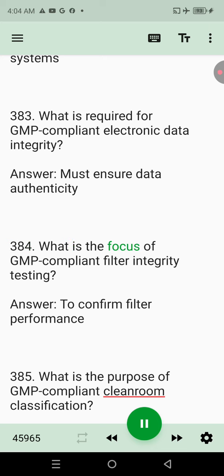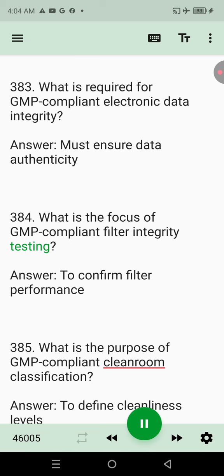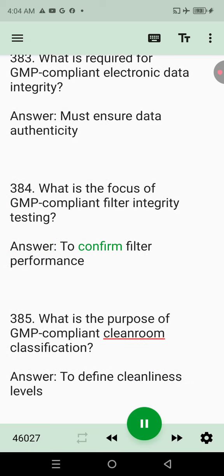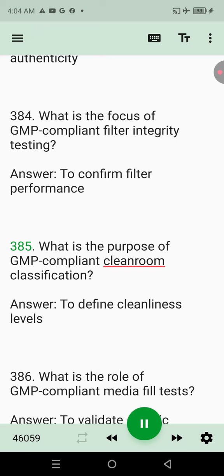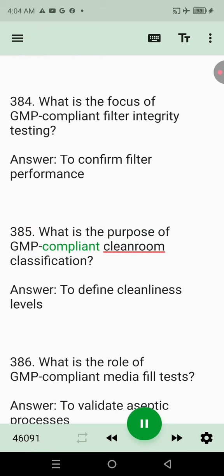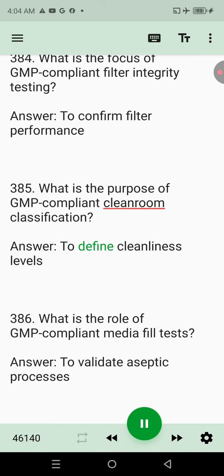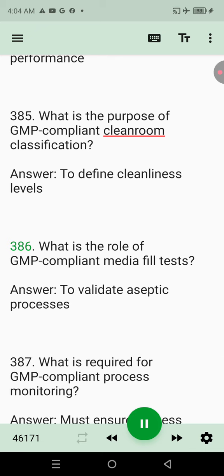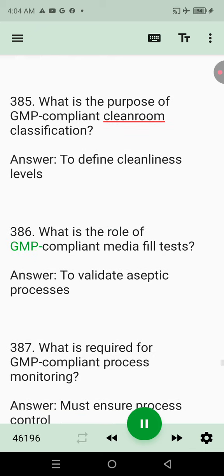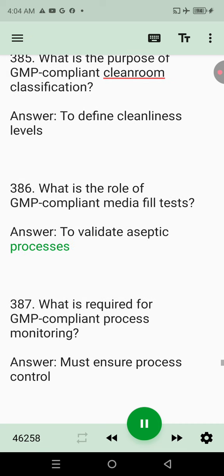384. What is the focus of GMP-compliant filter integrity testing? Answer: to confirm filter performance. 385. What is the purpose of GMP-compliant cleanroom classification? Answer: to define cleanliness levels. 386. What is the role of GMP-compliant media fill tests? Answer: to validate aseptic processes.